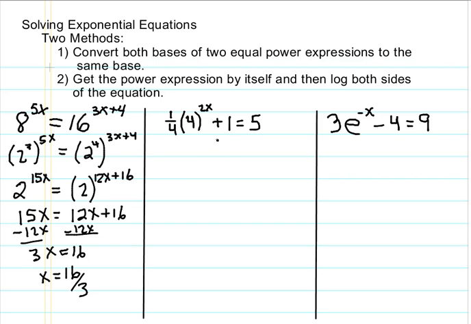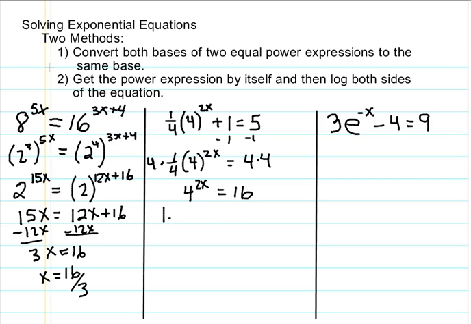So in this one we need to subtract 1, and then we need to multiply by 4 to get rid of the fraction. So I'm going to multiply both sides by 4. So we have now 4 to the 2x equals 16. Now, we could actually solve this one by writing this as a power of 4, but let's assume we didn't recognize that. So now we take the logarithm.